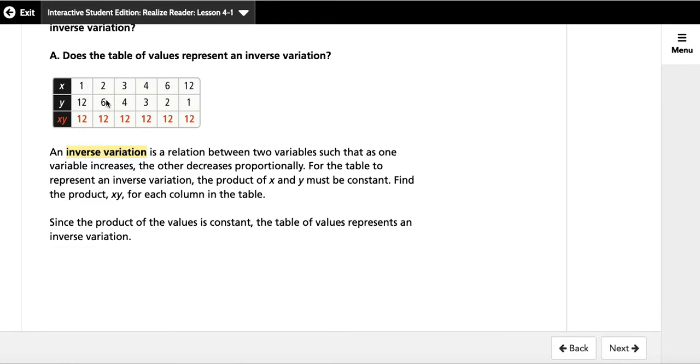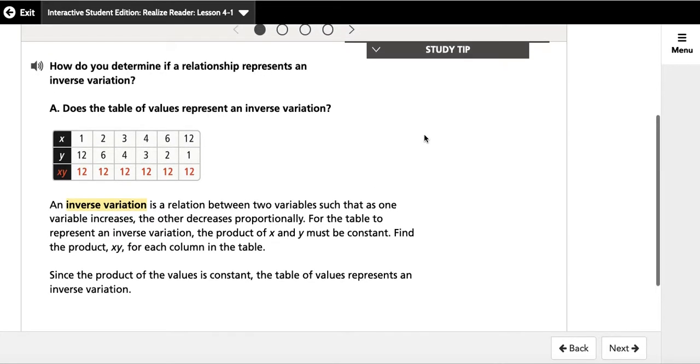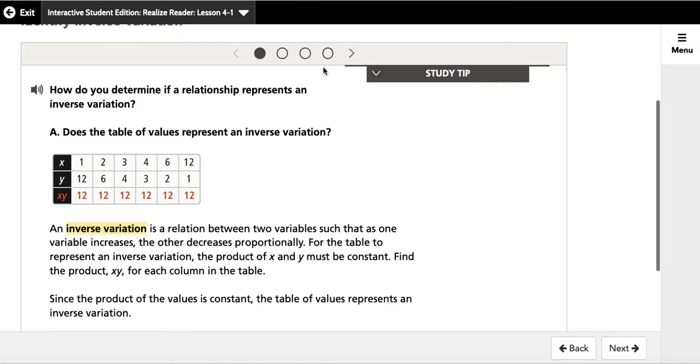1 times 12, 12. 2 times 6, 12. 3 times 4, 12. It's always 12. Since it's always 12, then proportionally one's increasing as the other one's decreasing. So yes, this is an inverse variation. That's all you have to do to tell if something's an inverse variation or not.